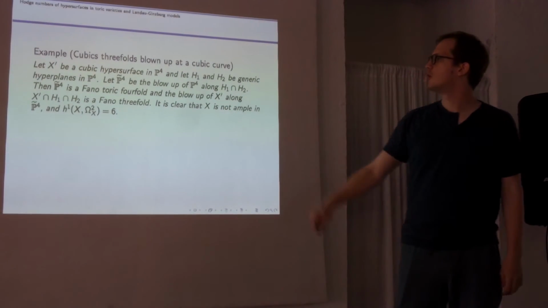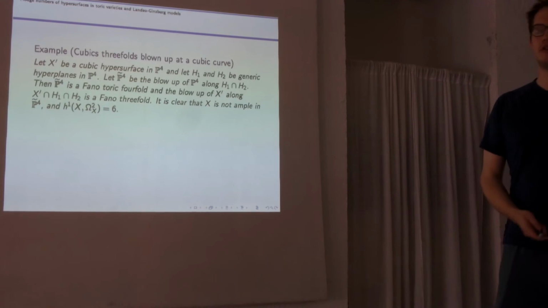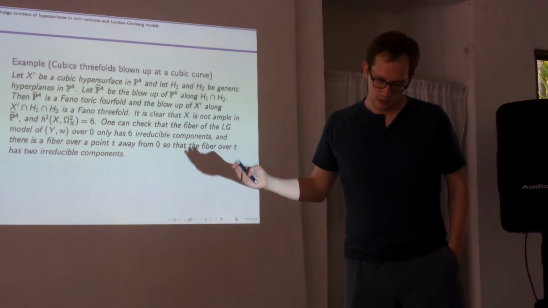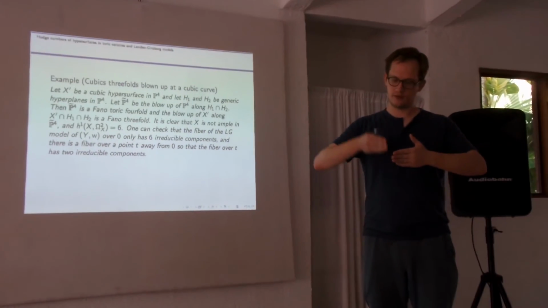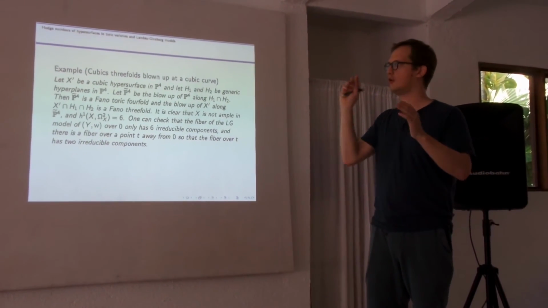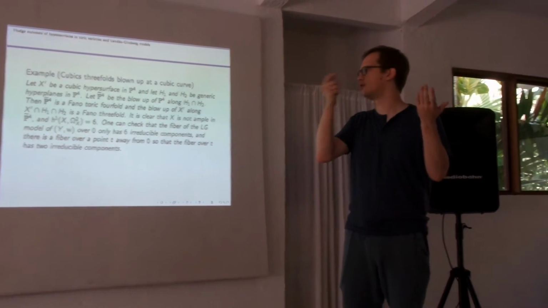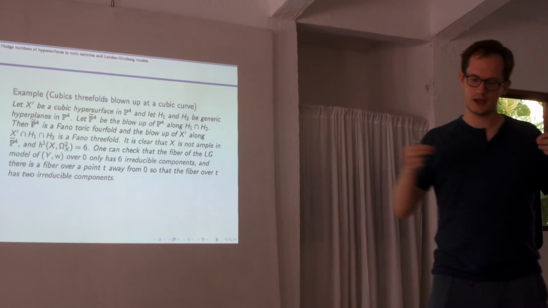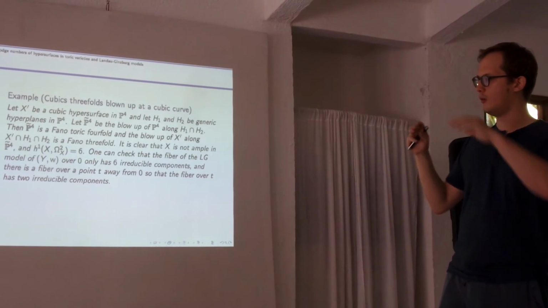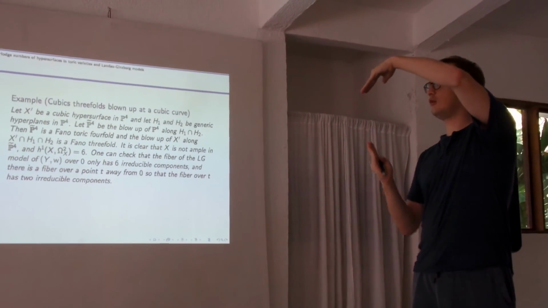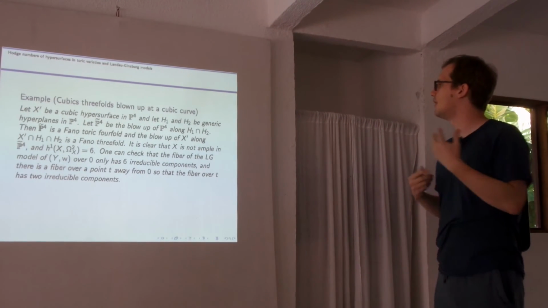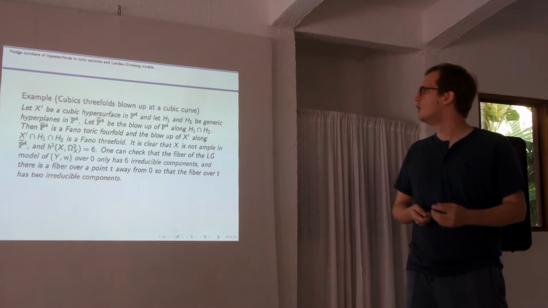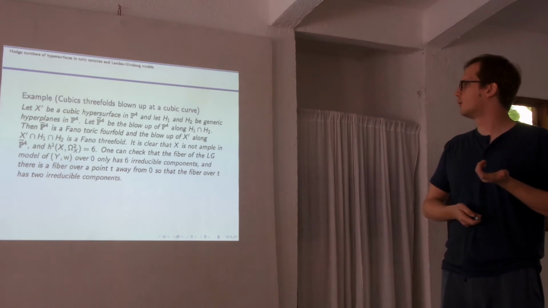And you can check that H12 of this thing is equal to 6. If you look at the Landau-Ginzburg model of this thing, the fiber over 0 has only 6 components. So rho 0 minus 1 is equal to 5, which is not equal to H12. But you can look at all the other fibers of this Landau-Ginzburg model and find that there's one which has two irreducible components. So this makes up for the fact that you're missing one. Okay, so this is just an example to see how the theorem can fail.